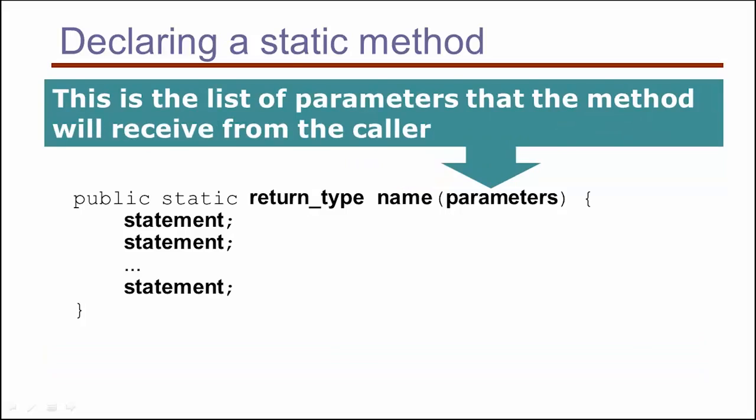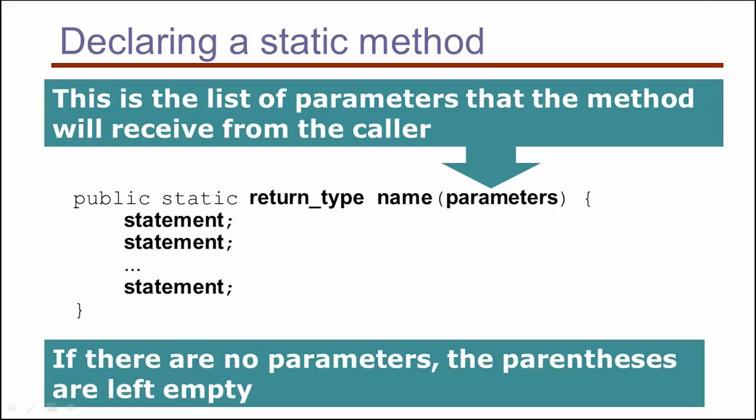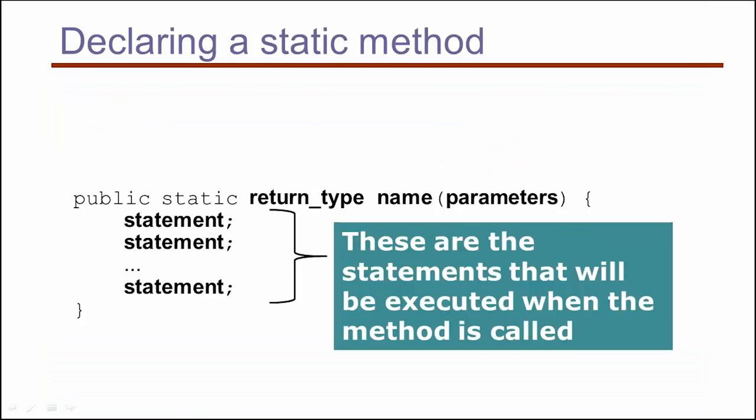Next is the parameter list that specifies the values that will be received when the method is called. We will address the details of the parameter list a bit later. If the method does not have any parameters, then the parameter list will be empty. Next come all the statements that you want to have executed, enclosed in the set of curly braces. When the method is called, these are the statements that will be executed one after another.